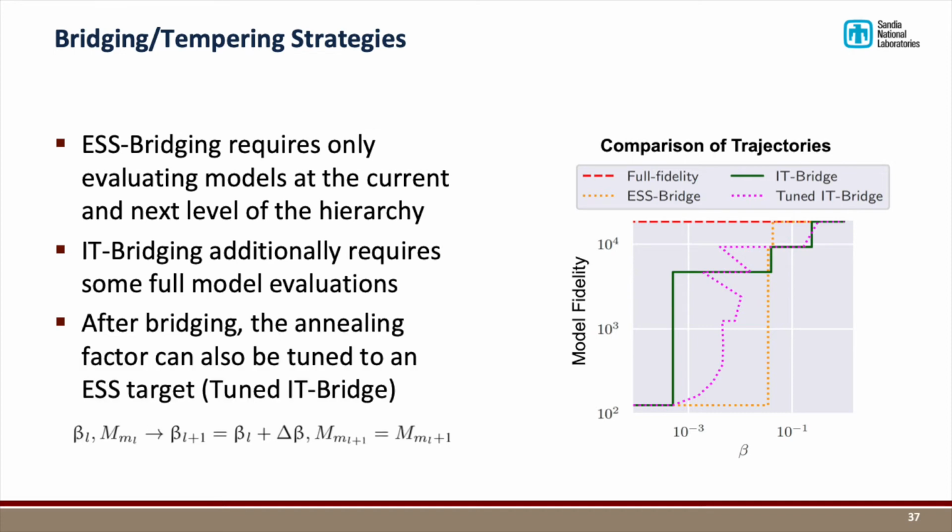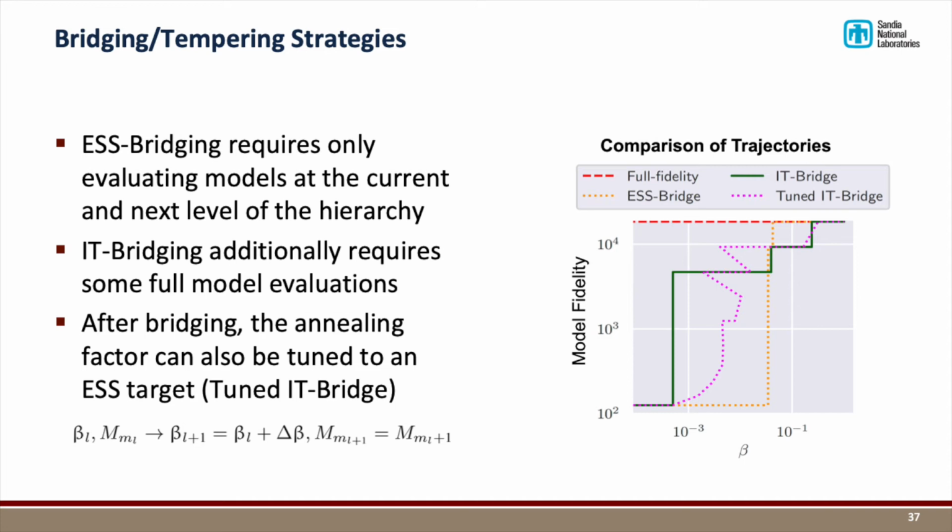After bridging, the annealing factor can also then be tuned to an ESS target. So instead of just changing the model fidelity when you're bridging, you may also want to change the annealing factor as well. This could be because that jump in level is reducing the effective sample size too much, so you want to back off, lowering the annealing factor to regenerate some samples, and so you're not over-biasing your results. Or maybe the levels are still close enough to where you can make a little bit of an annealing step for speeding up the computation.